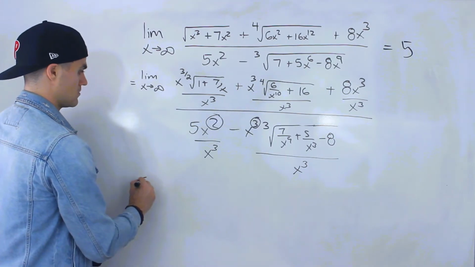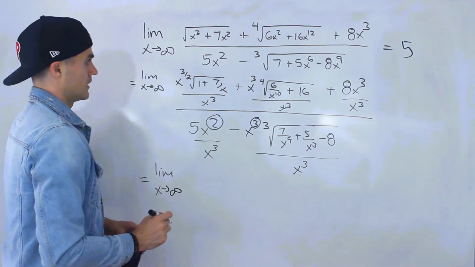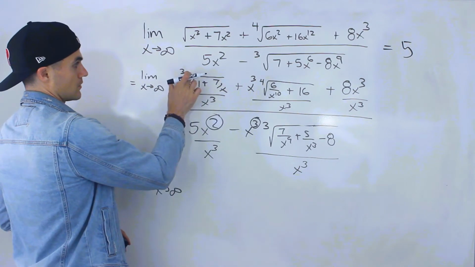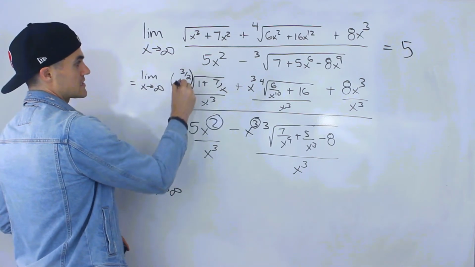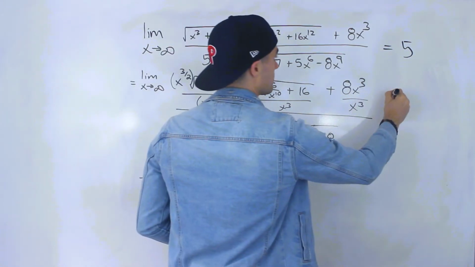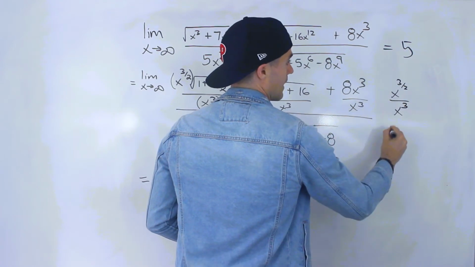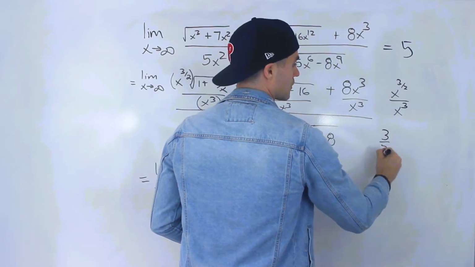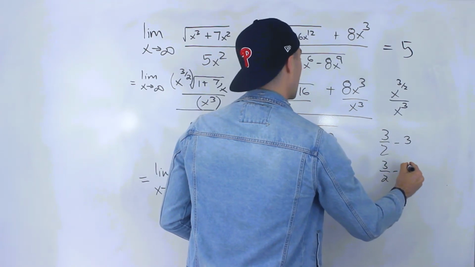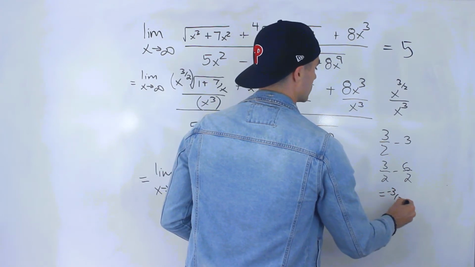Okay, so now we would have what? The limit as x approaches infinity. Notice here we have 3 over 2, and since we're multiplying, we could just look at this over this. They have the same base, both of these exponents. So x to the power of 3 over 2 over x to the 3, we could subtract the exponents. So 3 over 2 minus 3 is the same as 3 over 2 minus 6 over 2, which would give us negative 3 over 2.